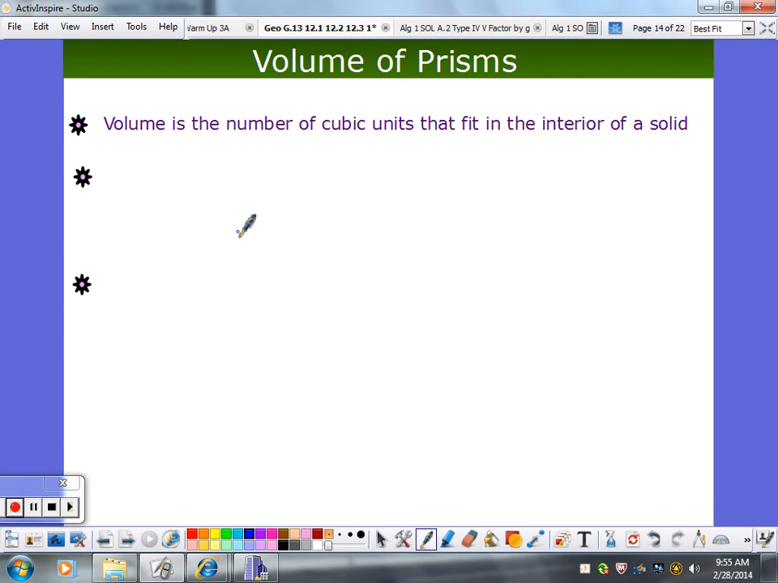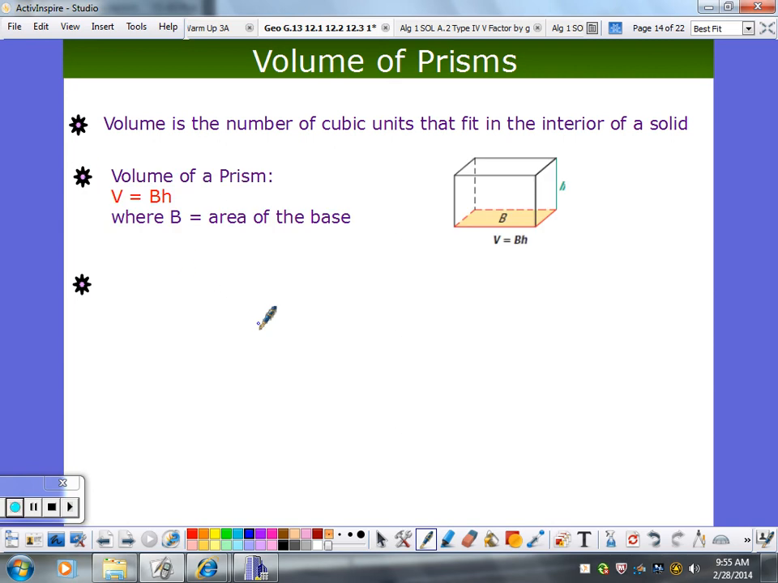Volume is the number of cubic units that fit in the interior of a solid. So you fill it with little cubes. How many cubes do you need to fill it up? If you have a prism, volume is capital B, the area of the base, times the height. Here's the area of your base, and you're going to fill them up, each of those things. Think of just layers of them. I never forget what a volume is. It's how many of these bases do we have. I've got each of those bases, and they just layer up that way.